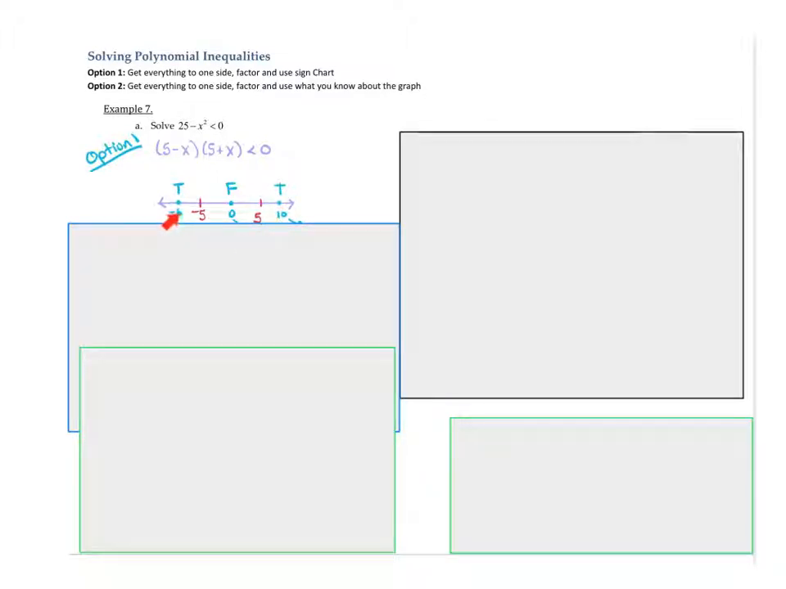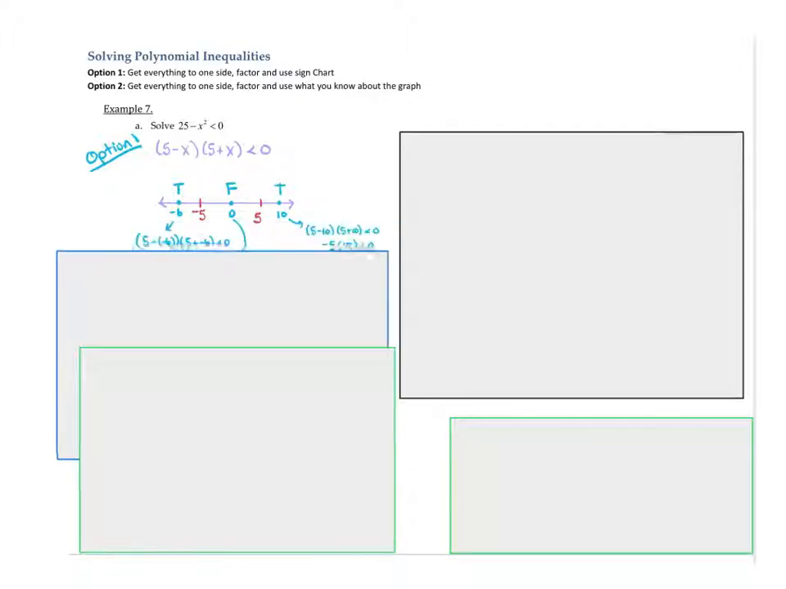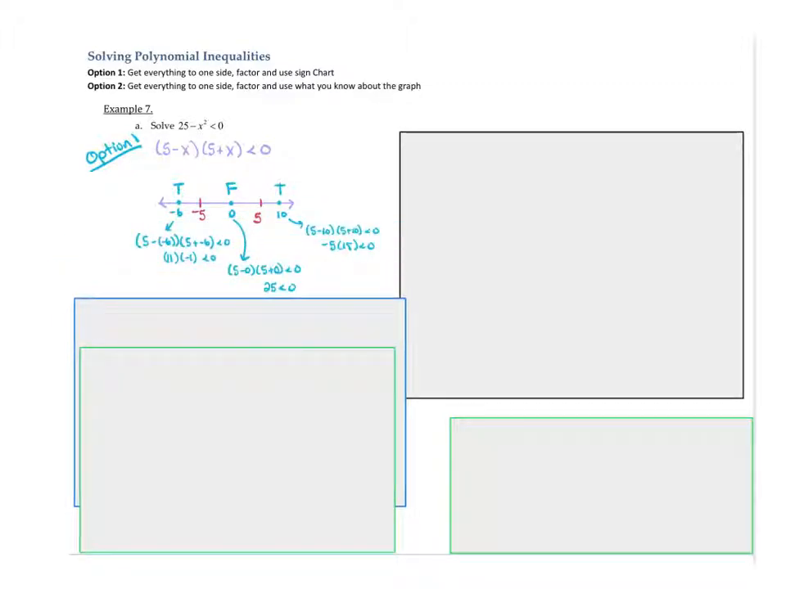So I chose test points of negative 6, 0, and 10. And then I'm going to actually plug each of those test points into, it actually should be the original inequality now that I think about it. That probably actually would have been easier, in fact. But I plugged them into the factored form.